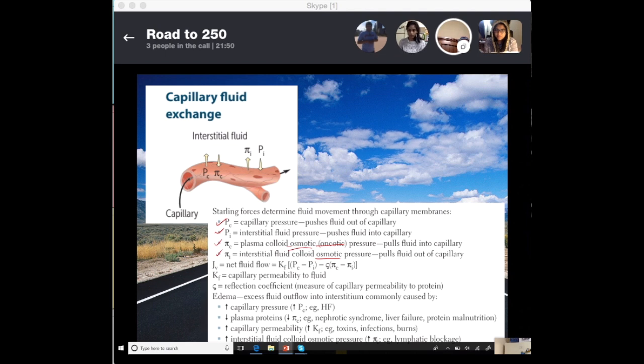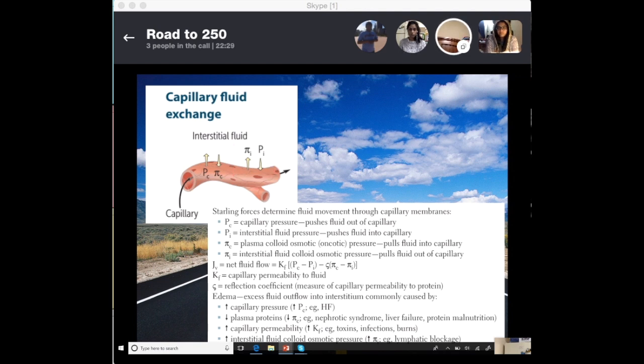So this is the equation. You're going to have the PC minus the PI minus the pi C and pi I. So it's a lot of subtraction. And then based on whether oncotic pressure or hydrostatic pressure wins out, it's going to tell you which way the fluid is going to move. Is it going to go out of the capillary, or is the fluid moving into the capillary?